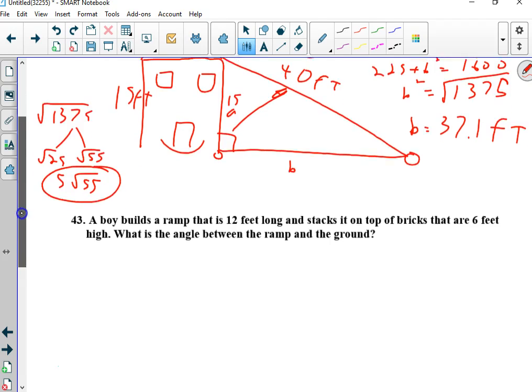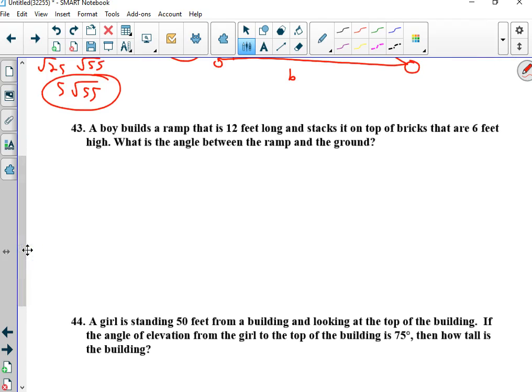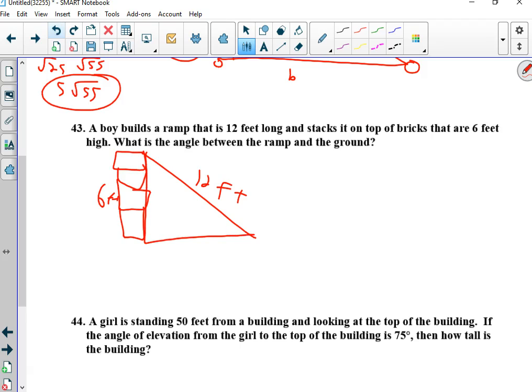A boy builds a ramp 12 feet long. That looks like 13, doesn't it? 12 feet, and stacks on top of bricks that are 6 feet. What is the angle right there?